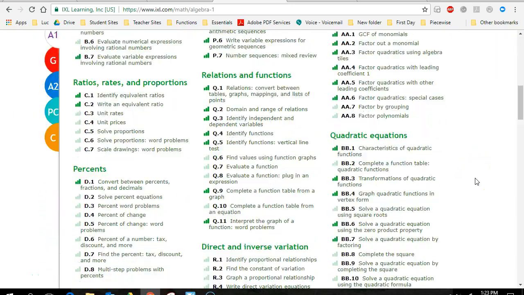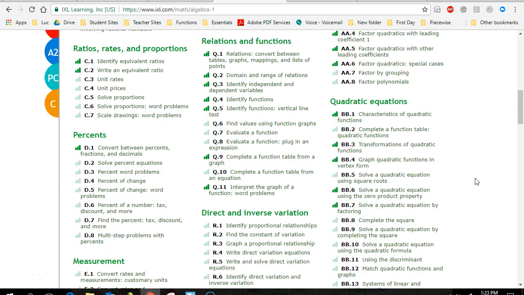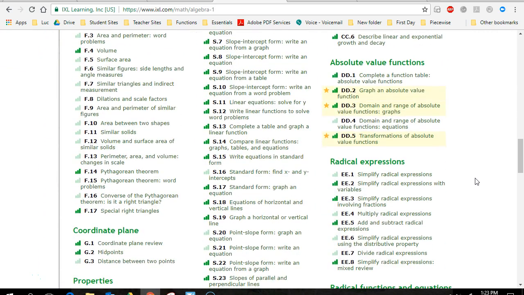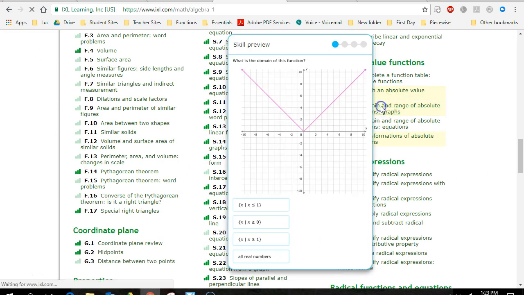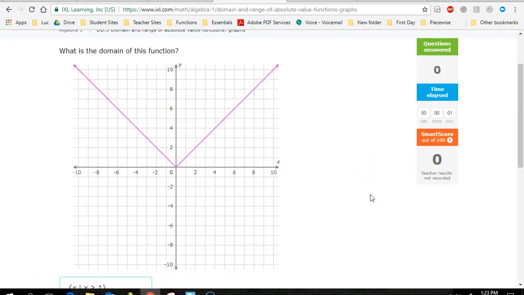Okay, so your next section is in the Algebra 1 again. Be sure you're in Algebra 1, not Algebra 2. Algebra 1, DD3. So this is on the domain and range of absolute value functions.